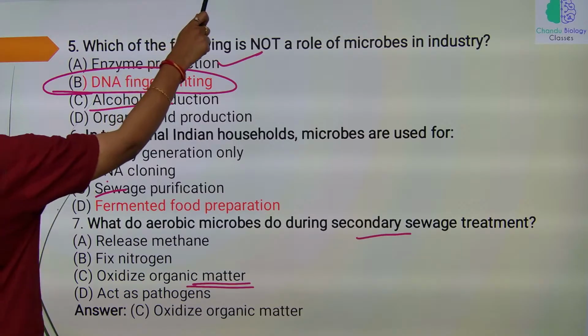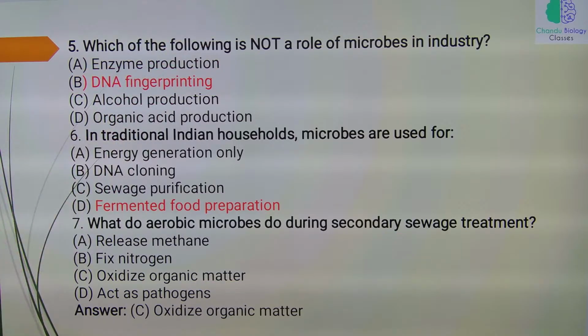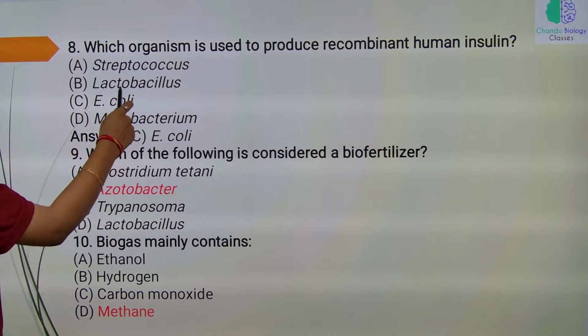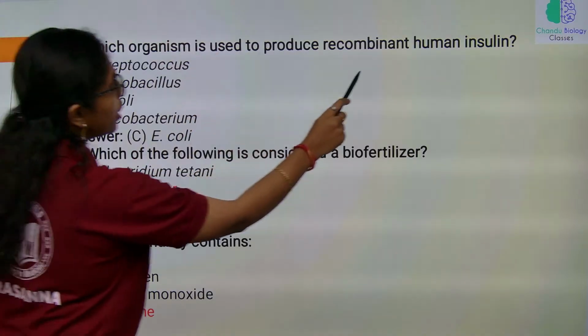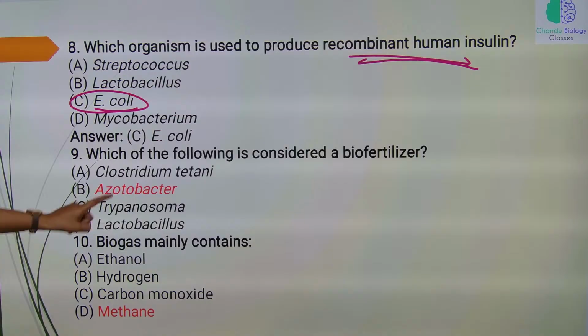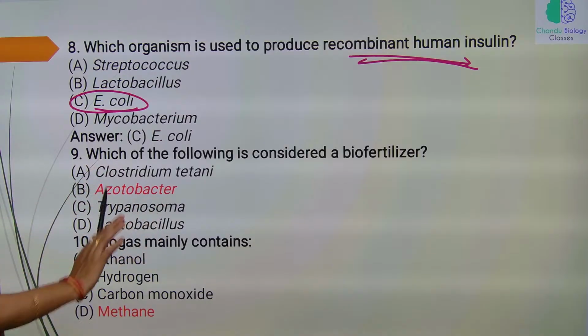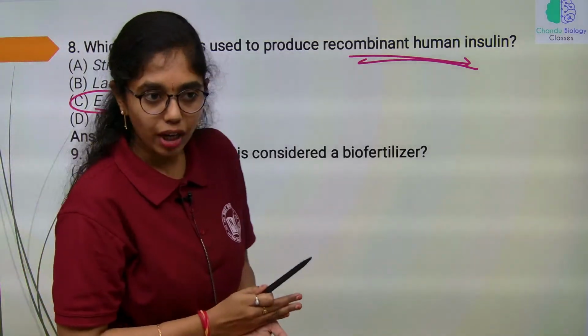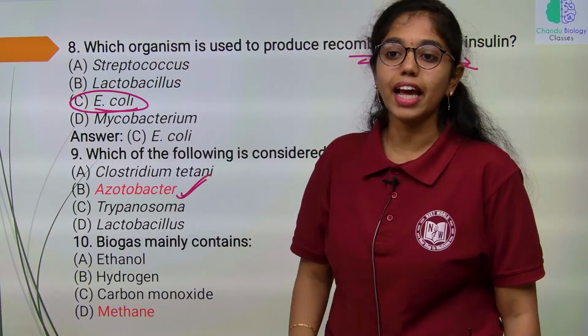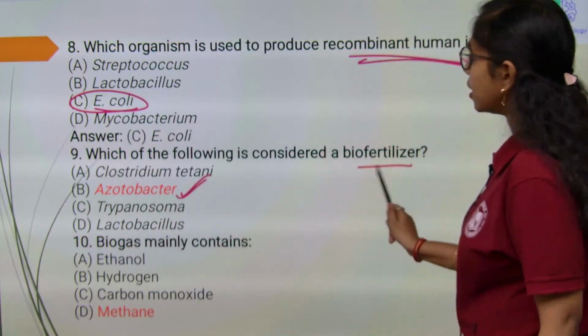And next, yes, which organism is used to produce recombinant human insulin? This is there in our PPT also. The recombinant human insulin is produced by Escherichia coli, E. coli. Next, which of the following is considered a biofertilizer? Biofertilizers we have looked into right now, where symbiotic are there, free living are there, of which Azotobacter is a free living nitrogen fixer which acts as a biofertilizer.